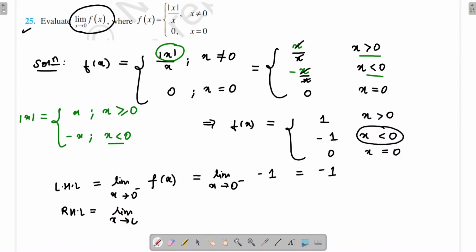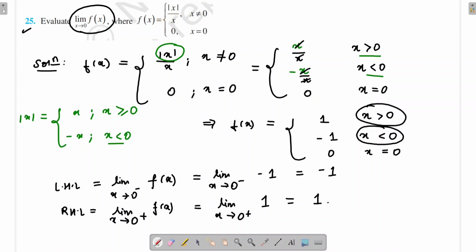Right hand limit, let us see, limit x tends to 0 plus f(x). This is the right hand limit, so this will be equal to limit x tends to 0 plus. Now x is tending to 0 plus means x is greater than 0, right? What is the definition? It is 1, so f(x) is 1. So this will be equal to, limit of the constant is the same constant. Okay, so right hand limit is 1.